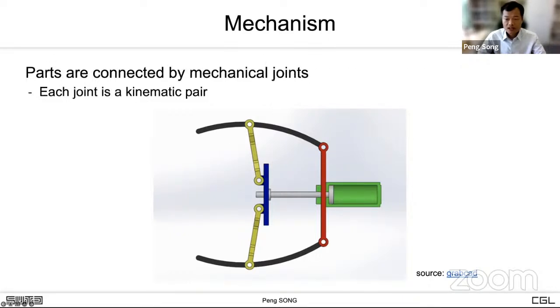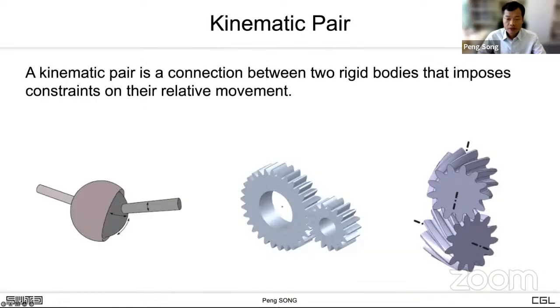These mechanical parts are connected by joints to restrict their relative motion. In this example, how many joints do we have? The answer is 7, as highlighted here. Each joint is used to connect a pair of parts. Hence, a mechanical joint is also called a kinematic pair. A kinematic pair is a connection between two rigid bodies that imposes constraints on their relative motion.